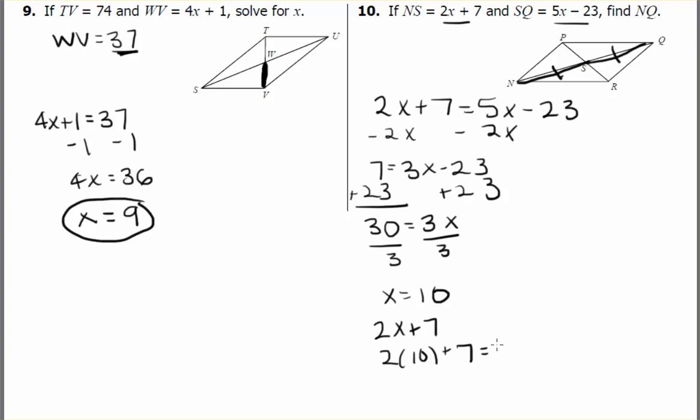Then I end up getting 27. So that means that half of my diagonal is 27. Well, if half of it is 27 and both of these parts are equal, so this part would be 27, and S is 27, and then SQ is also 27. So if I add those two numbers together, I'm going to get my whole length. So then NQ would end up being 54.